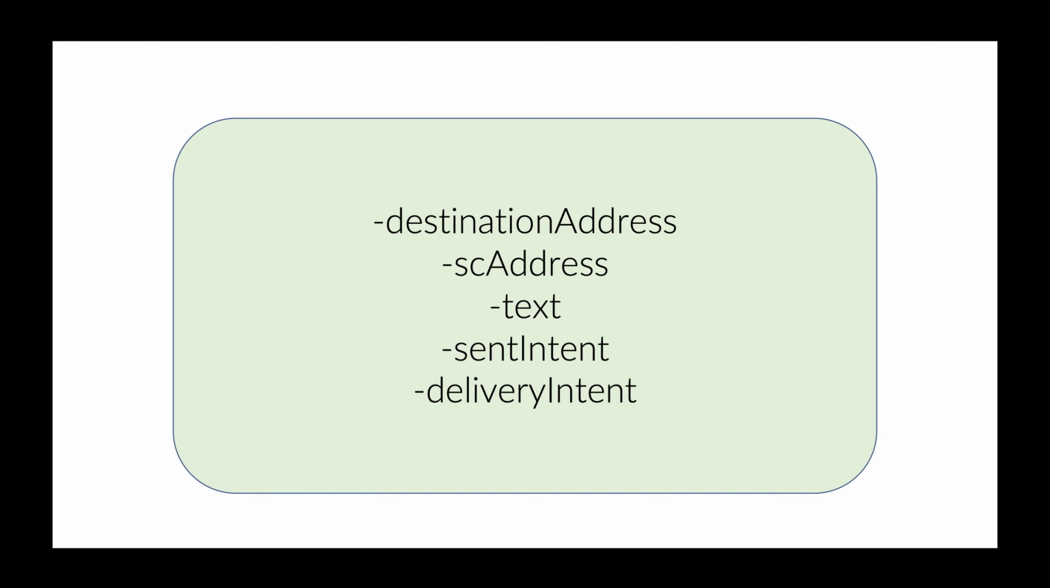So the next one is text. That is actually the body of the message which we want to send. And the next parameter is sent intent. An intent is basically a message that is passed between components such as activities. In this case, it will create a pending intent, which is a broadcast message to indicate if the message was successfully sent or if it failed. Next we have delivery intent. What it does is it creates a broadcast message when the message is delivered to the recipient.